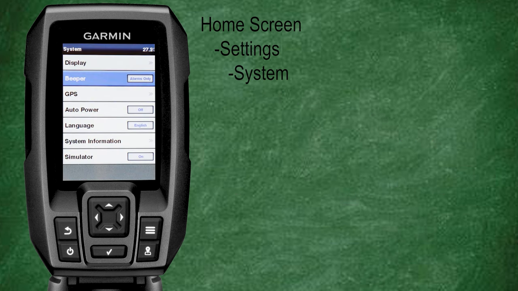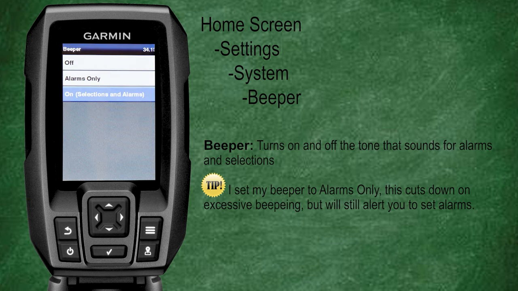Beeper settings are pretty simple. This is where you can decide whether you want your unit to beep. You can choose between having your unit make a beep notification whenever you select an item or an alarm is triggered, or you can have the unit beep only when an alarm is triggered, or turn off all beeps for a silent operation. I personally feel that setting the beeper to alarm only is the best setting, since it alerts you to important information without being excessive by beeping every time you press a key or make a selection.